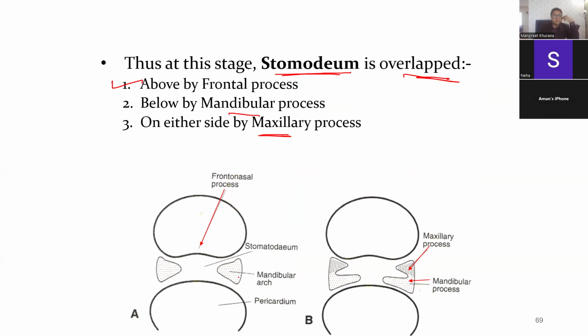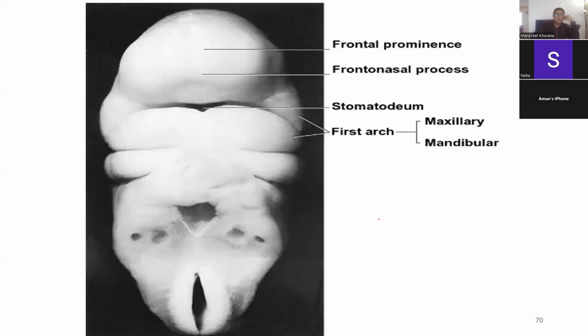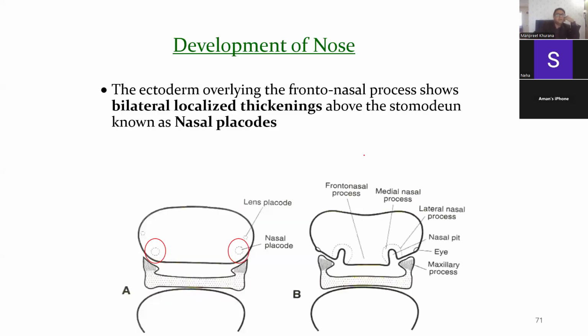If you see, there is a mandibular arch. This is the first pharyngeal arch. From that, 2 processes develop, the mandibular process and the maxillary process. And this is the frontonasal process. Again, frontonasal process, stomatodeum, first arch, which divides into maxillary and mandibular.